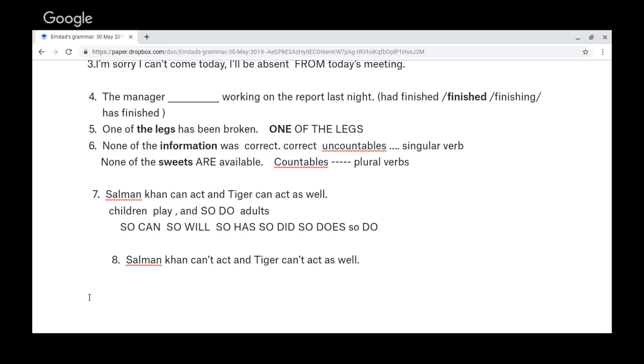So the sentence would be written this way. Salman Khan can't act, comma, and tell me. Neither can or neither can't? Neither can, because you can never use two negatives together. Neither can Tiger Shroff. So something like this. How easy is this?